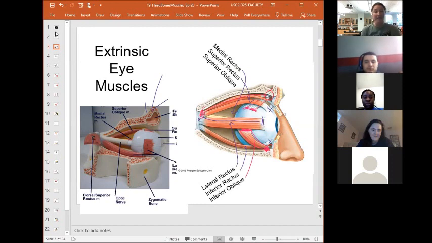All right, so we can see that this is just a weird angle. It changes direction literally right in the middle of it. Okay, so again, that is the superior oblique. Any questions about that?